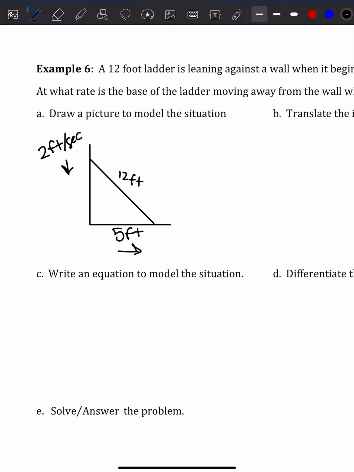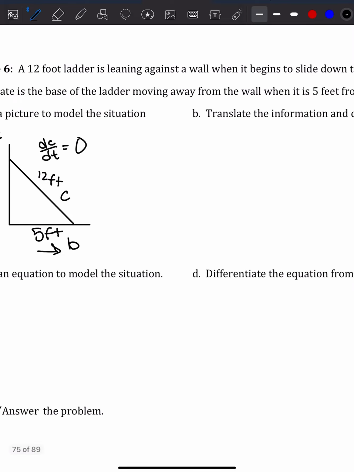So some things that we can decide. We are going to label our sides. Generally speaking, with a right triangle, we're going to use A, B, and C. We know that this is going downward, so this side is getting smaller. So this is going to be a negative 2 feet per second. Our ladder here is not going to be changing length, so the rate that the ladder is changing, dC over dt, is going to equal 0.